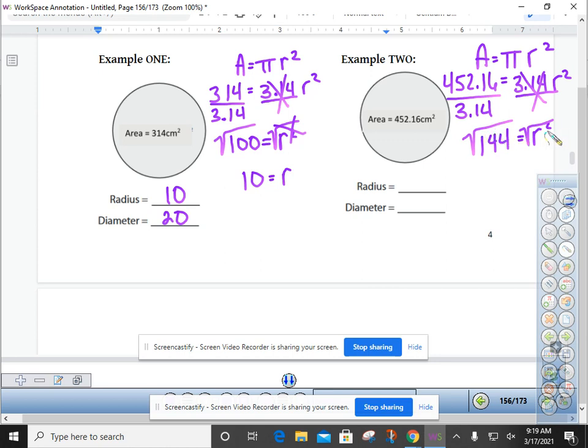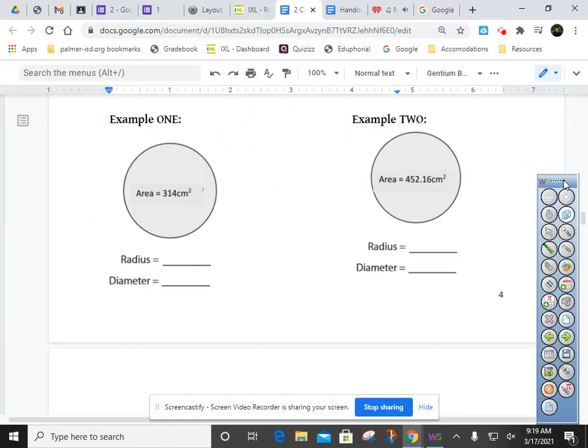Okay, so that one goes away. And what is the square root of 144? 12. Perfect. So the radius is 12. What is the diameter? 24. Awesome. How are we feeling about it so far? Pretty good. Anybody completely lost?